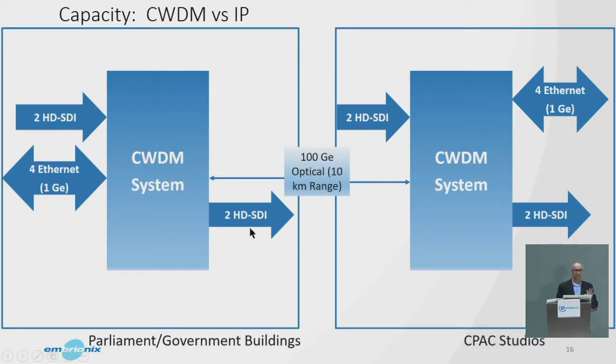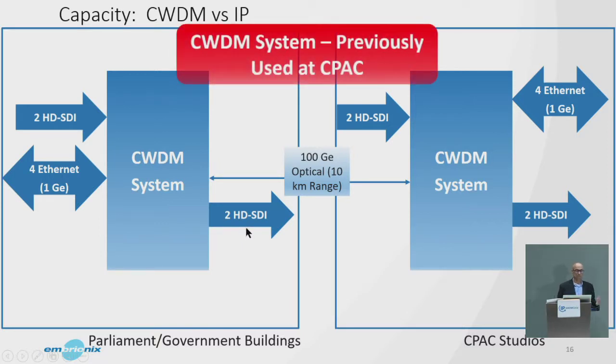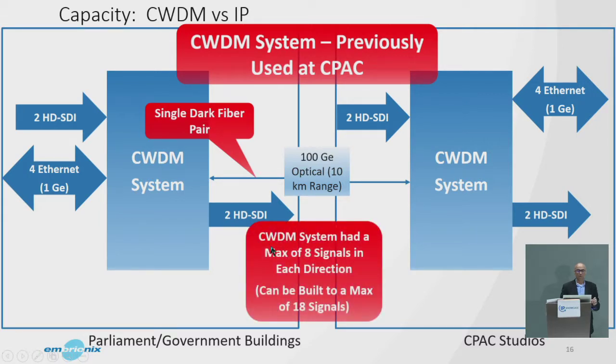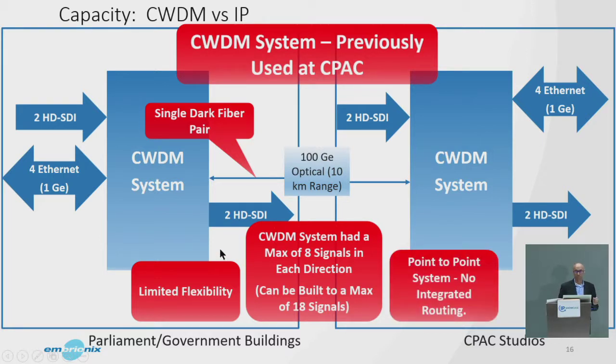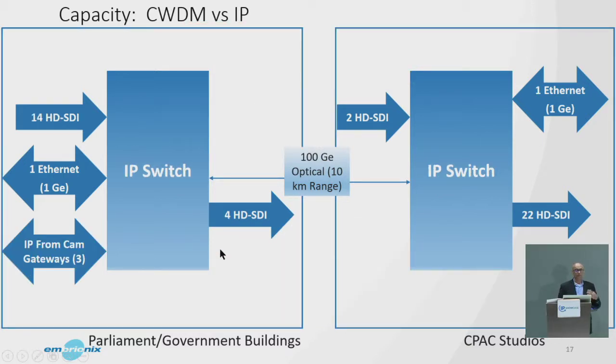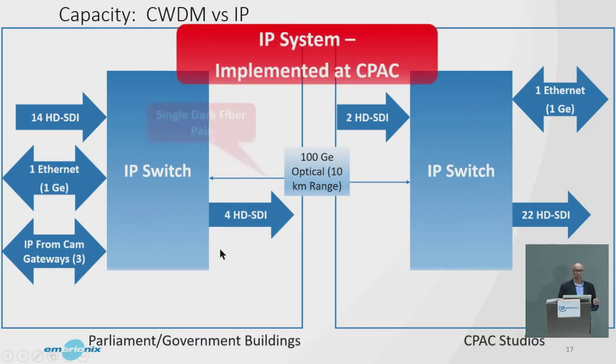I'm going to get into a couple of slides here about CWDM versus IP. So this is the CWDM system, a different view of it as previously used. Again, that single dark fiber pair, a maximum of 8 signals. And as I said, I want to be fair to CWDM, it can be built to a max of 18 signals. Limited flexibility, point-to-point, no integrated routing.